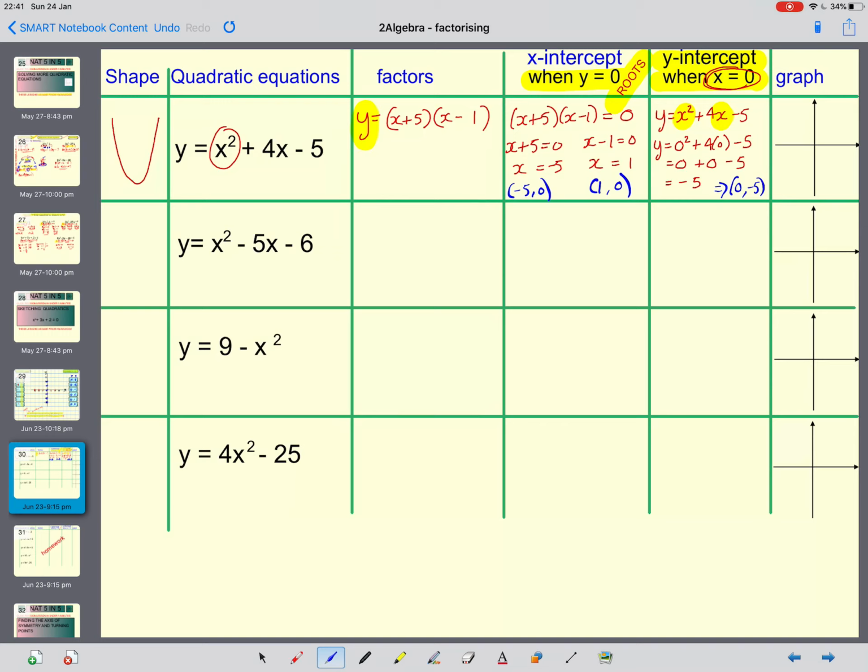So negative 5, 0, which is here. 1, 0, which is here. And 0, negative 5, which is here. And you know what shape it is. Back to your shape.